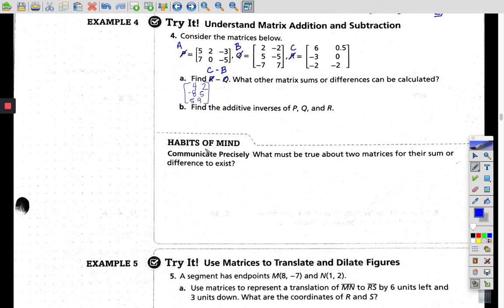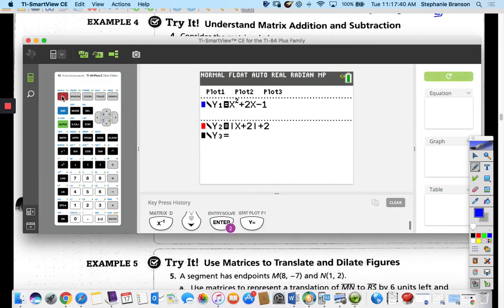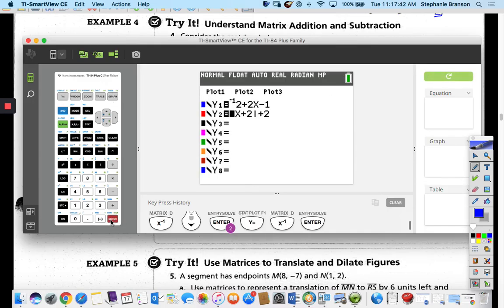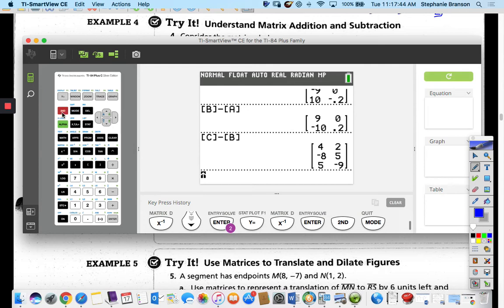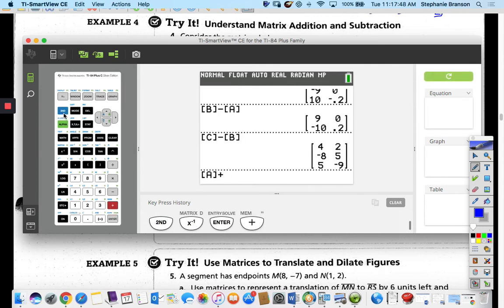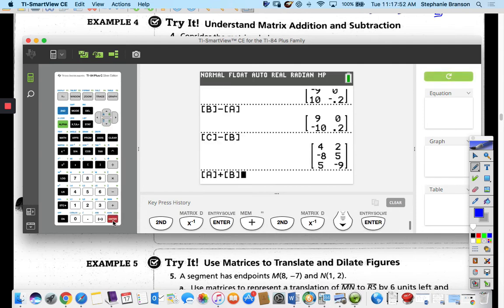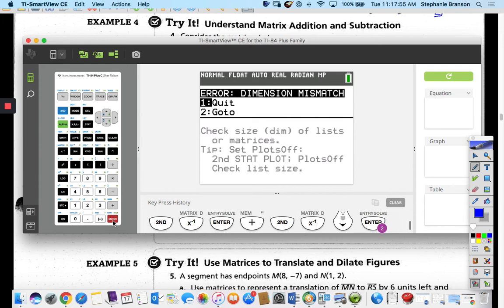And then what other matrix sums or differences can be calculated? So let's try to add together A plus B. So I'm going to have matrix A plus matrix B. And you get this. You get an error message that says dimensions mismatch.